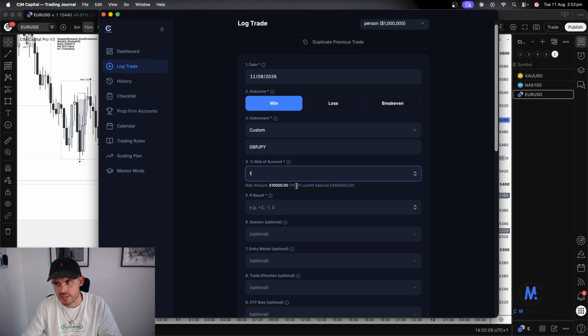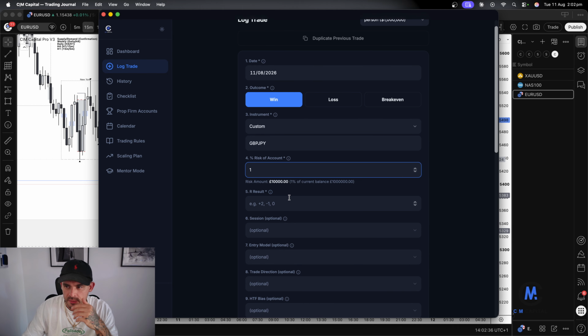So risk 1%, and all of this automatically calculates as well. The good thing about this trading journal, which I've built, is that okay, it doesn't auto sync to your broker or your prop firm or whatever, and we do have to manually enter our trades, but all the maths is being calculated for you. So if you risk 1%, just press 1%, and it's going to automatically risk 1% off your current balance, which for us is £1,000,000.